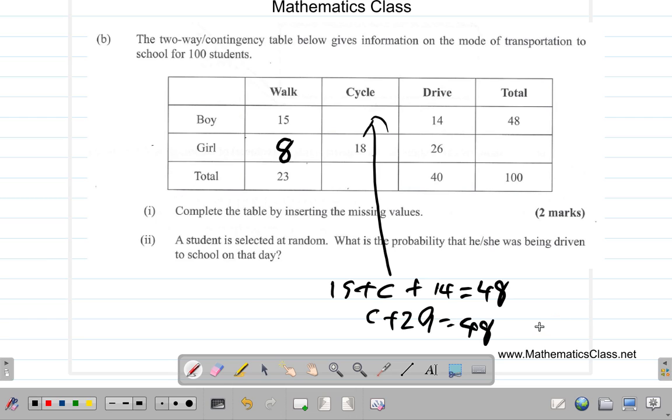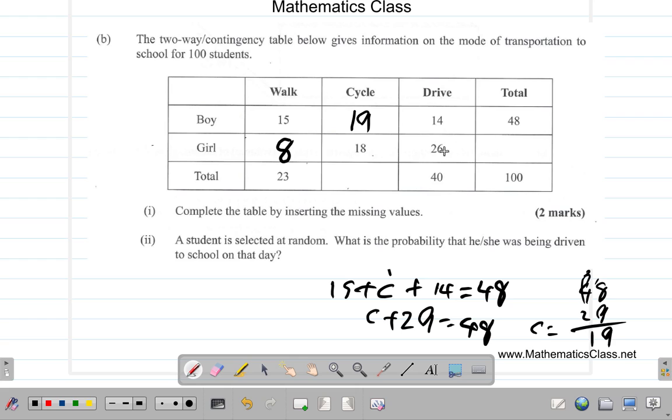So C would have to be what now? C would have to be 48 minus 29. 48 minus 29, that would be 19 of them. So that's why 19 should come here. 19 must come here. So you have 19 here. Alright.